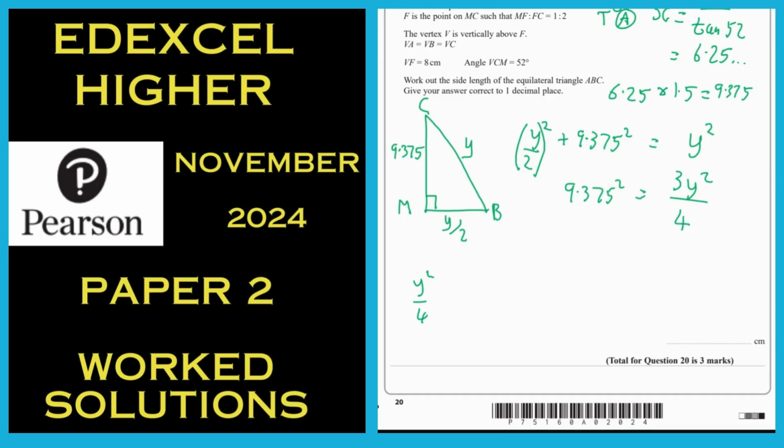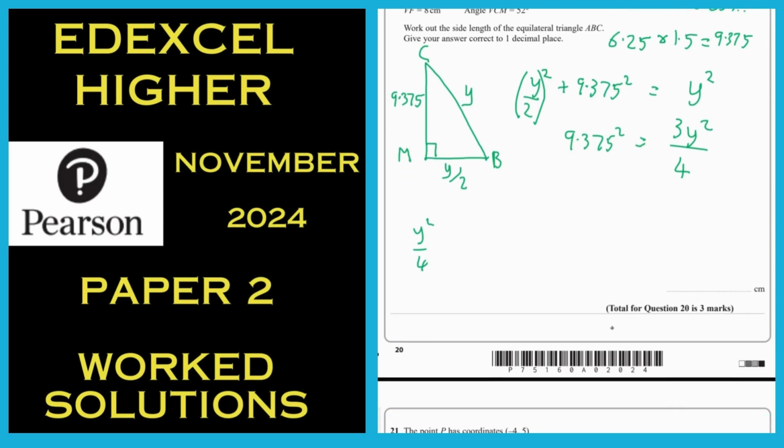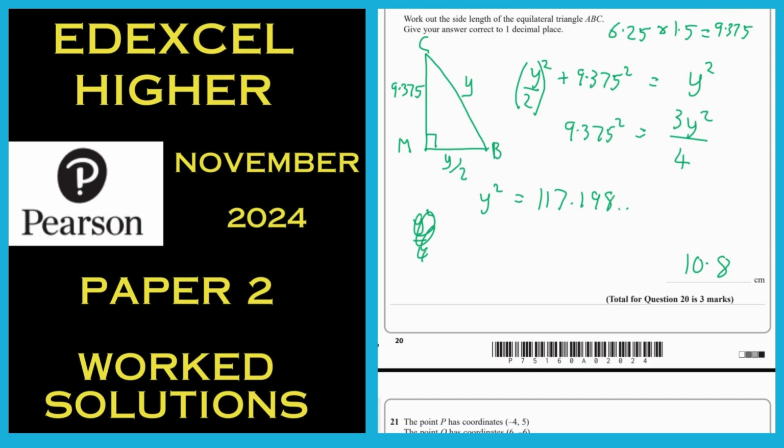We can now unpick to find the value of y. Stick the 9.375 squared into your calc, times it by 4, divide it by 3. You should be getting 117.1-ish. But that's your value of y squared. We need to square root that to 1 decimal place. We end up on 10.8 centimetres.